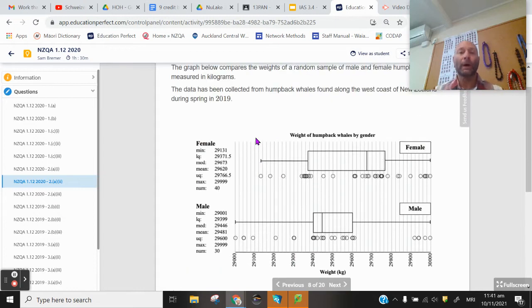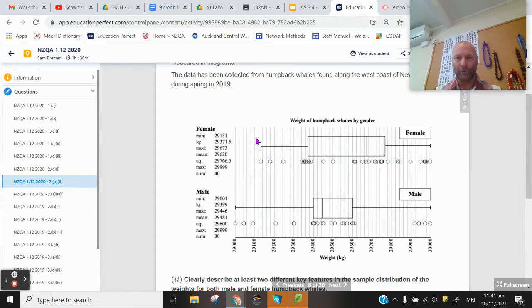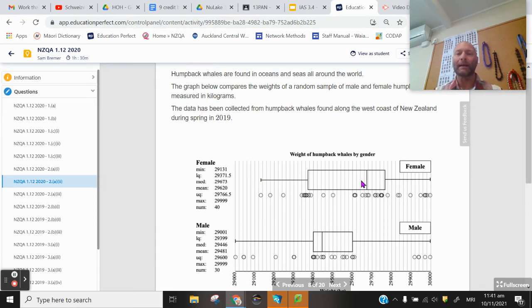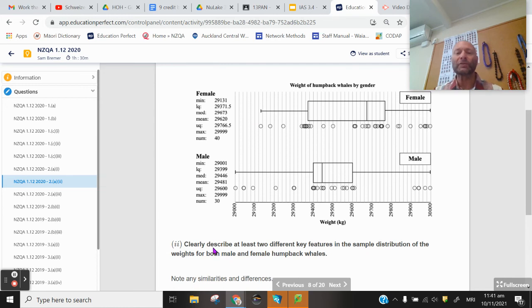Welcome back to our 1.12 external practice. We've got some data on humpback whales again. Clearly describe at least two different features. Well, there we should be thinking center, shape, spread, unusual features all come to mind.